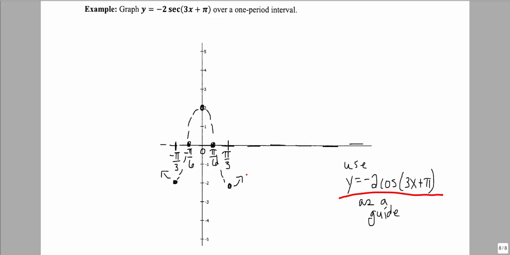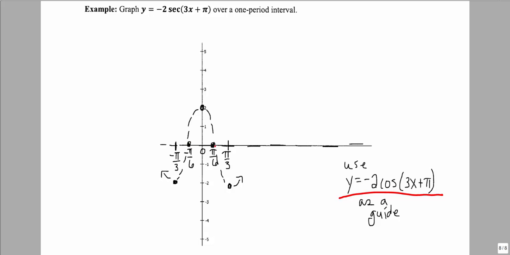But this represents a phase shift of -pi over 3, so we went pi over 3 units to the left. We have an amplitude of 2, and the graph is actually flipped. So we have a couple of changes that were made here, but we graphed that cosine function based upon how we've graphed it before. And now we are going to actually graph secant.